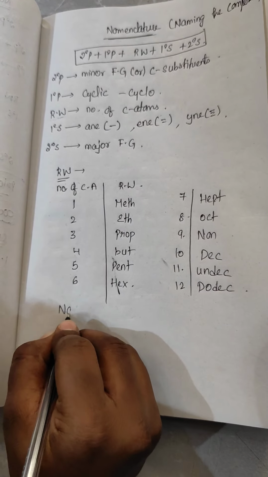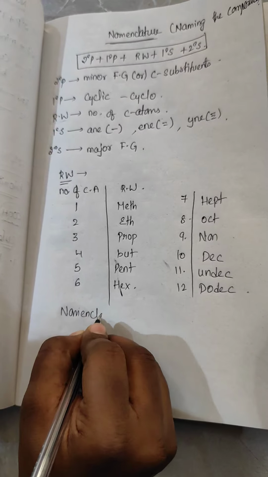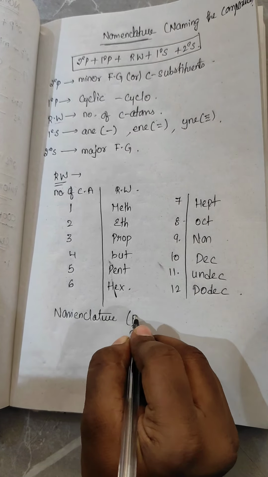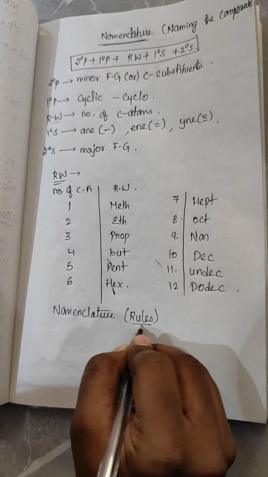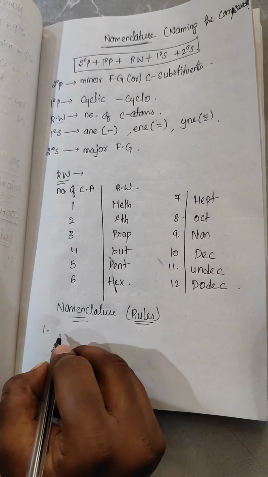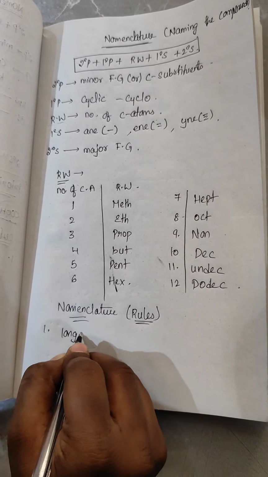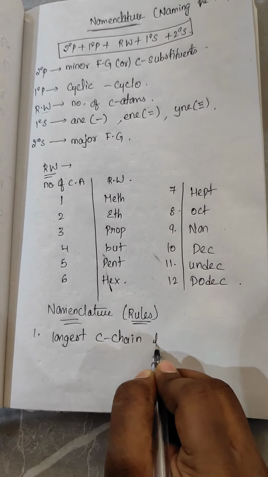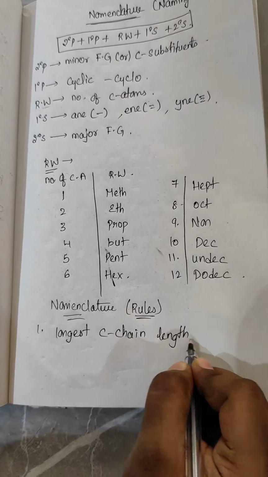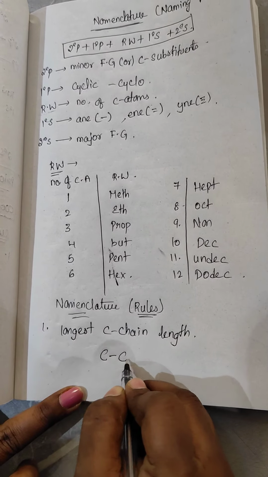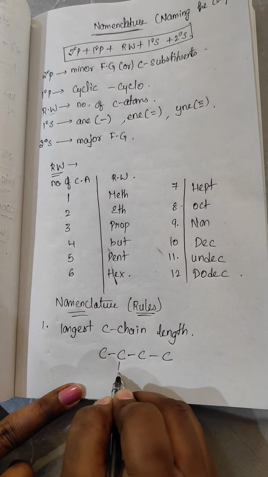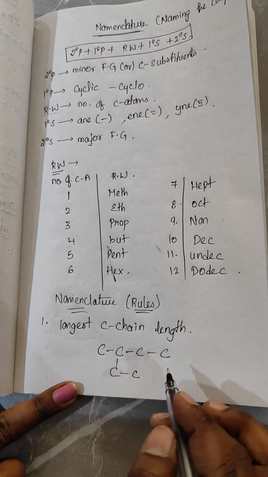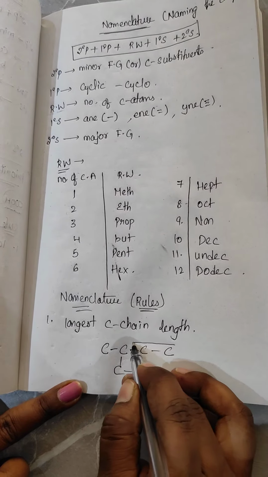Now when you are writing the nomenclature, that is naming the compound, if suppose a molecule is containing carbon chain lengths only, then what are the rules we are supposed to follow? So first, always check the longest carbon chain length. Longest carbon chain length means that is the parent chain. If I am taking an example, it is containing like this, and this is the particular molecule. Now we have to check the longest carbon chain length.